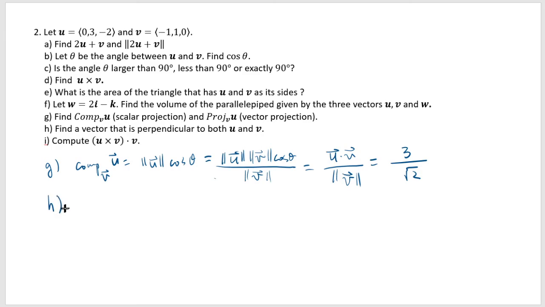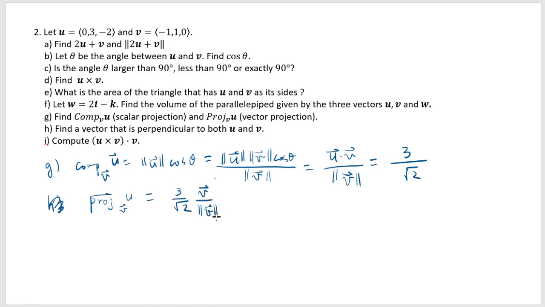Okay. H. Oh, we're not done yet. We also need the vector projection of U onto V. And what you're doing is you basically want to promote this scalar to become a vector by attaching the unit vector in the direction of V.